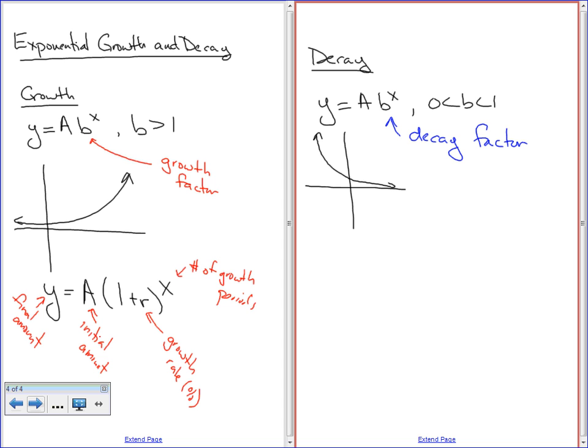And if they give you a decay rate, remember that the b has to be between 0 and 1. So it's almost the exact same equation, with the exception that you're going to subtract off the rate because you need the base to be less than 1. But everything else means the exact same thing. The y is the final amount, the a is your initial amount. In this case, though, the r is the decay rate, and the x is the number of decay periods as opposed to growth periods.